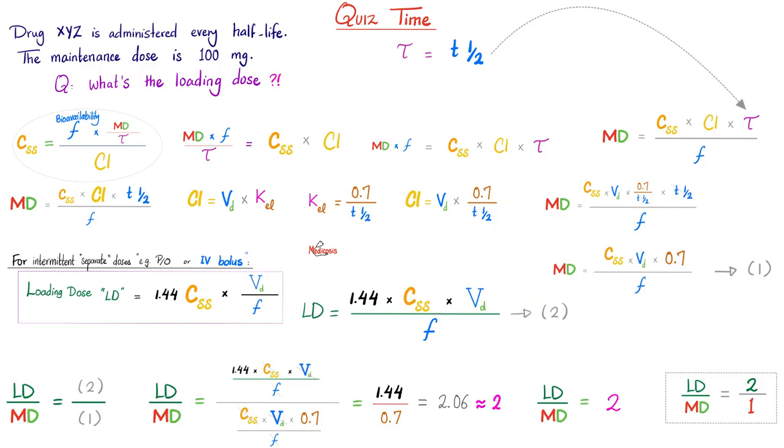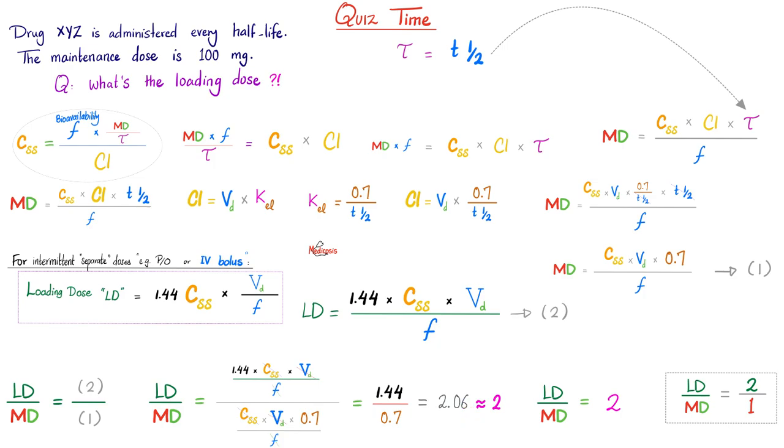If I want to get a ratio, which is the loading dose over the maintenance dose, I have to put this over this. Yeah, I'm with you. Let's do it. Loading dose over maintenance dose equals the loading dose here over the maintenance dose here. Now notice the magic. Bioavailability is going to get cancelled with bioavailability. Let's remove the volume of distribution with the volume of distribution. Let's eliminate the steady state concentration with the steady state concentration, and you will end up with just 1.44 over 0.7, which is about 2.